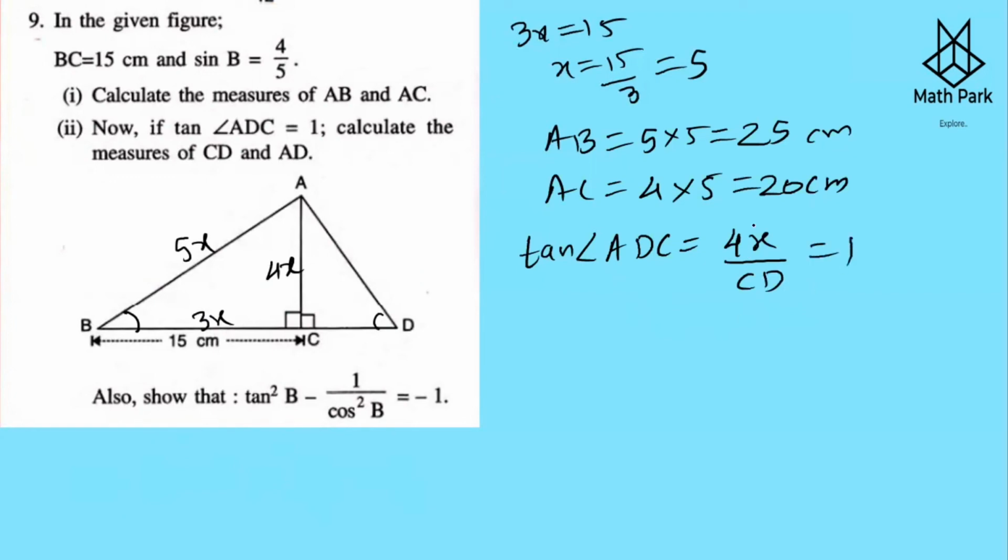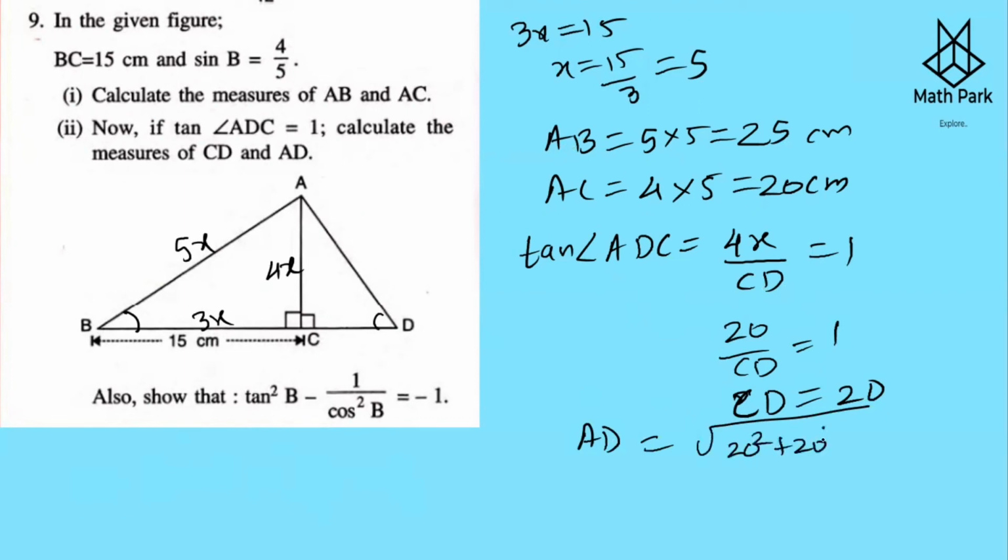So tan ADC is 1. So 4x, we have already calculated this as AC, 20. So 20 upon CD is equal to 1. So you get CD is equal to 20. And AD we now find by Pythagoras theorem. So AD is equal to square root of 20 square plus 20 square. Both sides are 20 and 20. So we get root of 400 plus 400, which we can write as 400 into 2, which is 20 root 2.